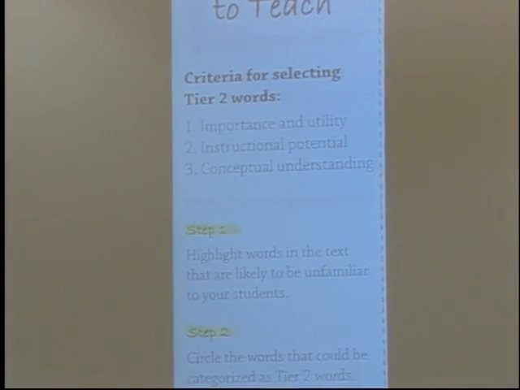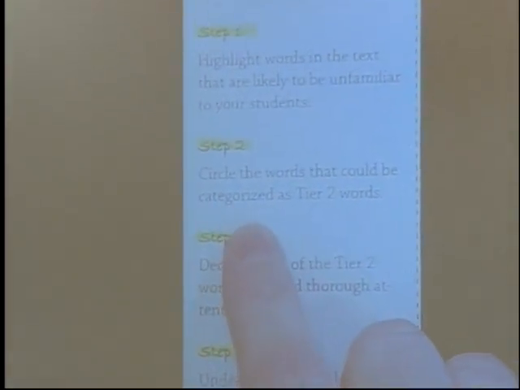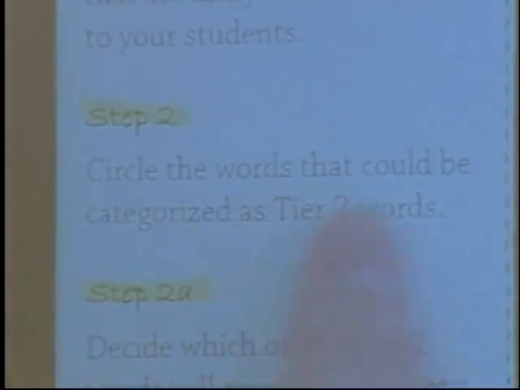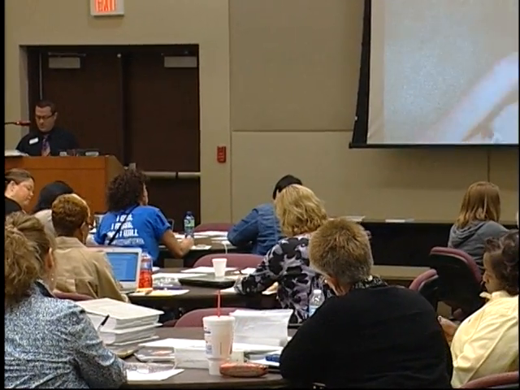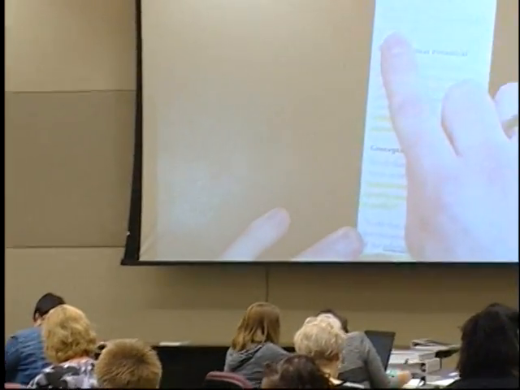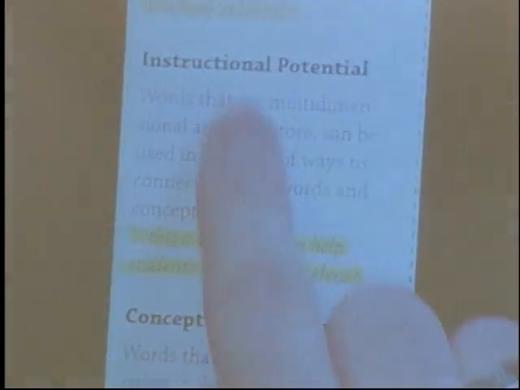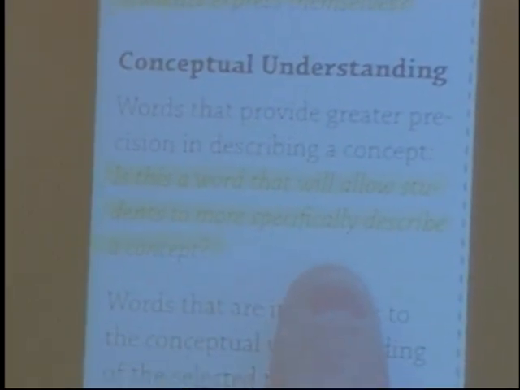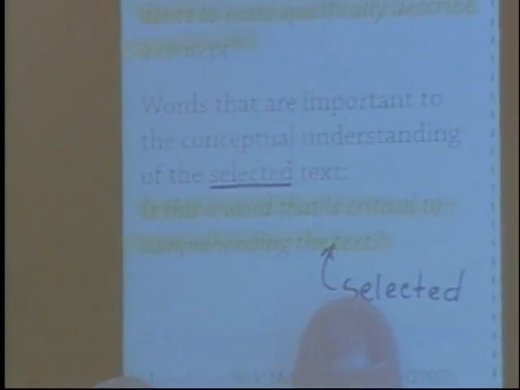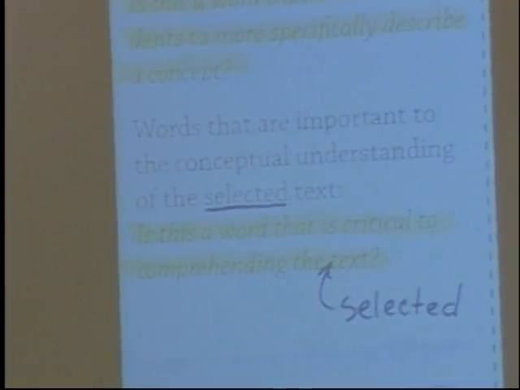So go ahead, pull out your bookmark, point to step 2. Please, let's do a choral read. Step 2, circle the words that could be categorized as tier 2 words. Now, it's exactly the same. You've got your sticky note there. You wrote down some words. Go ahead, circle a few that you think meet these criteria. Importance and utility. Is this a word students will see in a variety of texts? Instructional potential. Is it a word that can help students express themselves? Conceptual understanding. Is this a word that will allow students to more specifically describe a concept? And is it a word that might be critical to comprehending this selected text? Okay? So could maybe a couple of people share a word that you circled and then share your rationale for selecting that word?